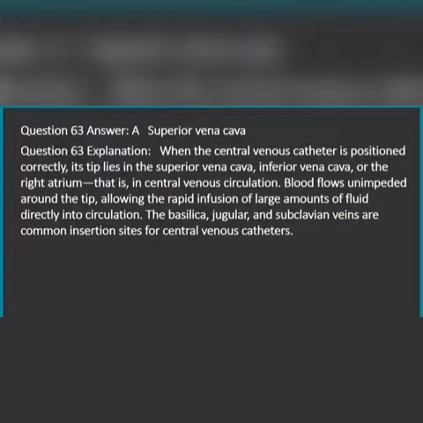Question 63 Explanation: When the central venous catheter is positioned correctly, its tip lies in the superior vena cava, inferior vena cava, or the right atrium, that is, in central venous circulation. Blood flows unimpeded around the tip, allowing the rapid infusion of large amounts of fluid directly into circulation. The basilica, jugular, and subclavian veins are common insertion sites for central venous catheters.